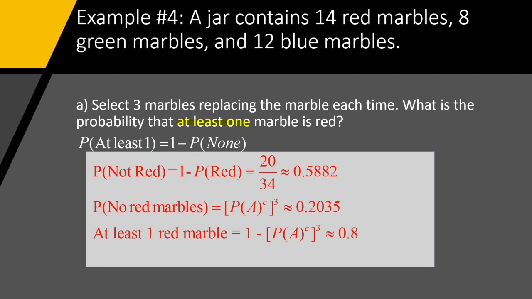So if I want to find the probability that none of them are red, then I can take this probability of 20 over 34 and multiply it by itself 3 times, or 20 over 34 raised to the 3rd power, and I get 0.2035. That would be the probability that in all 3 draws, none of them are red. And so to get the probability that at least 1 of them is red, just subtract 0.2035 from 1. And so I get approximately 0.8.